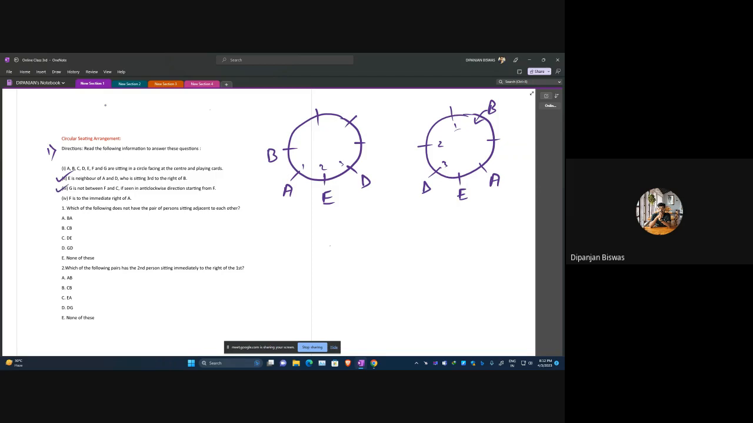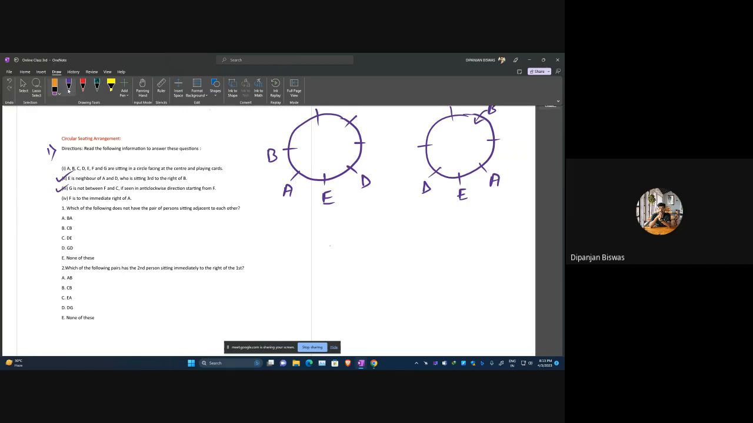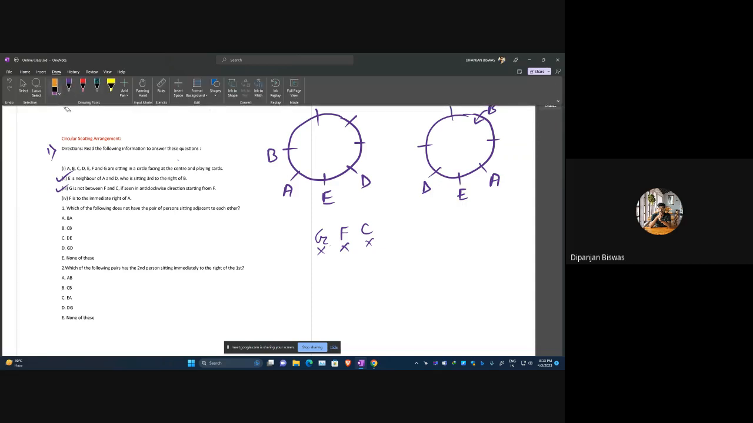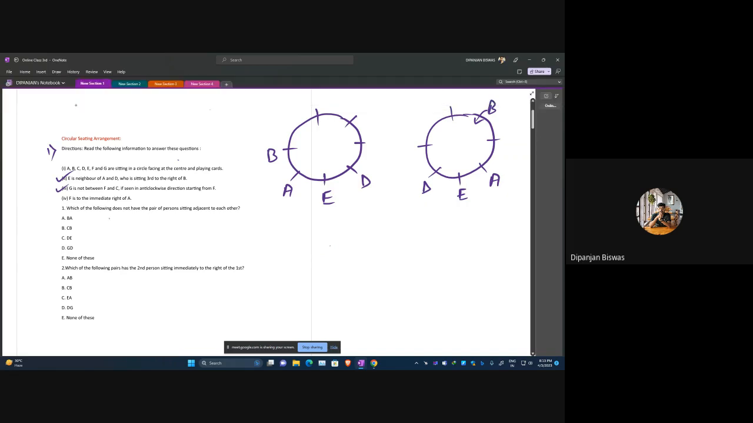In the third statement, it is said G is not between F and C if seen in anti-clockwise direction from F. So this is a bit difficult one. As you can see, there is no G in here, no F in here, no C in here. So you cannot relate the third statement directly. So you have to take hints for the third statement. How will you write the hint? It is said that G is not between F and C. If we draw F and C, G should not come here if it is seen anti-clockwise starting from F. I will just write anti-clock like this. So we are done writing the third statement.